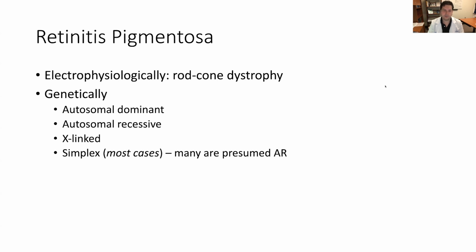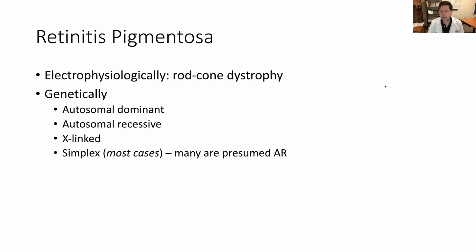Electrophysiologically, as we used to define, before we knew about genetics, we used to define these conditions based on how they appeared on the ERG, the electroretinogram. And so electrophysiologically, RP is a rod-cone dystrophy. That means it primarily shows, at least early in disease, primarily dysfunction in the rod system, followed by progressive dysfunction in the cone system. Genetically, it can be inherited in all of the classic Mendelian fashions: autosomal dominant, autosomal recessive, X-linked.